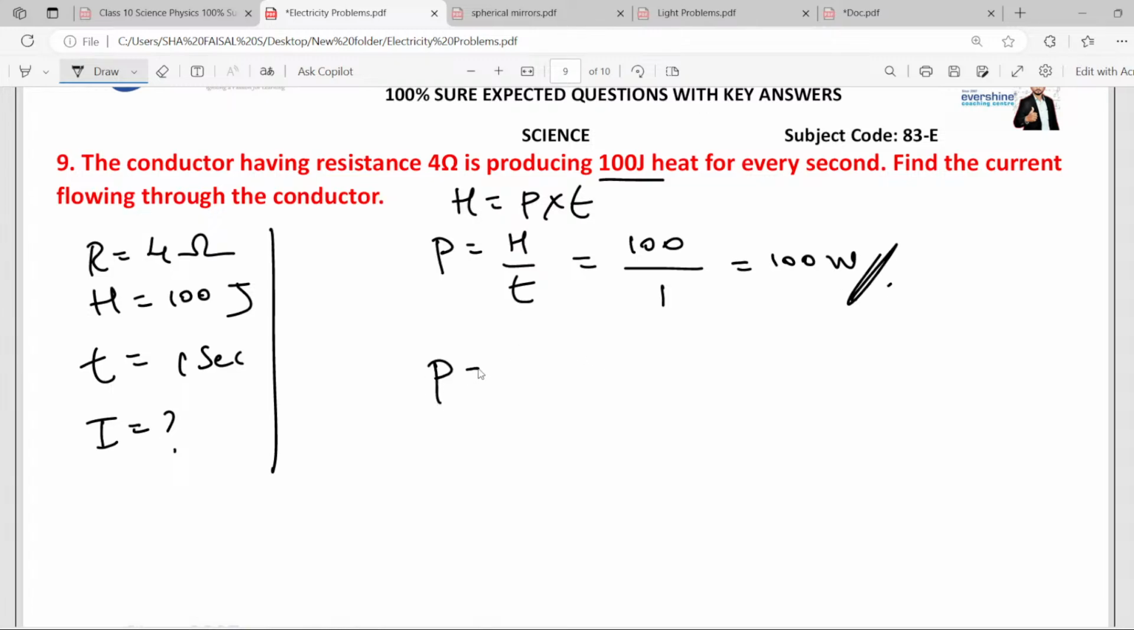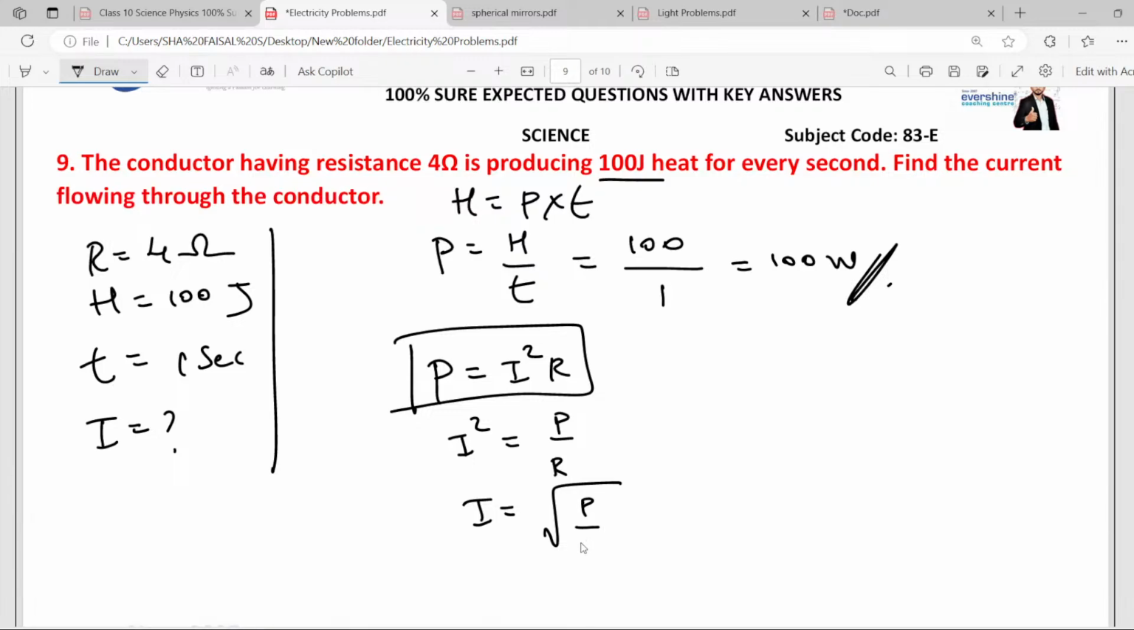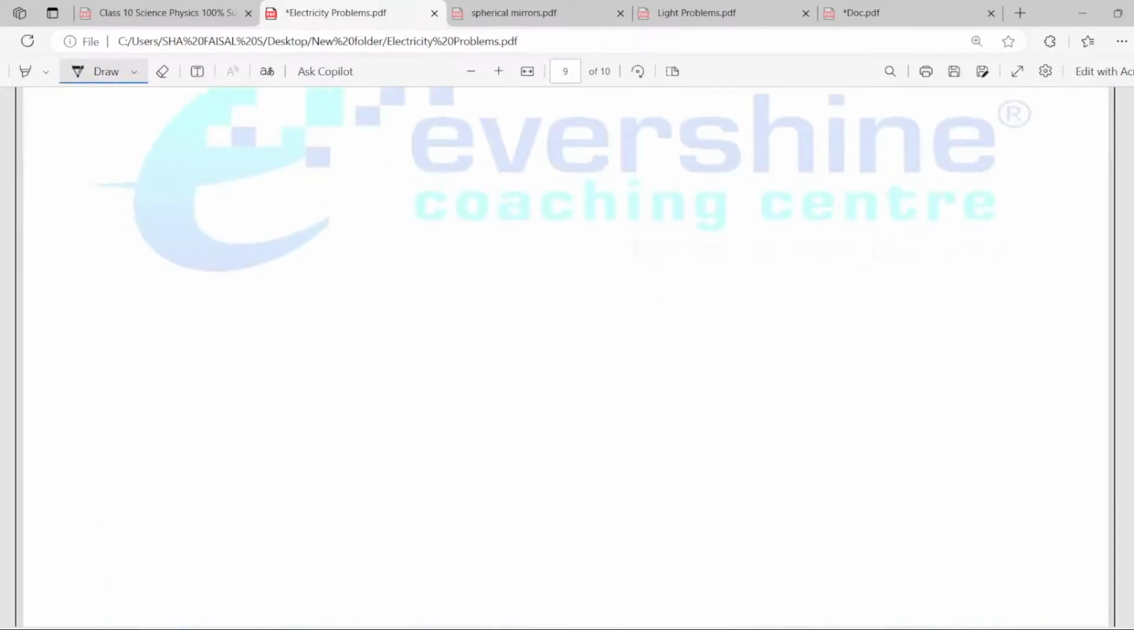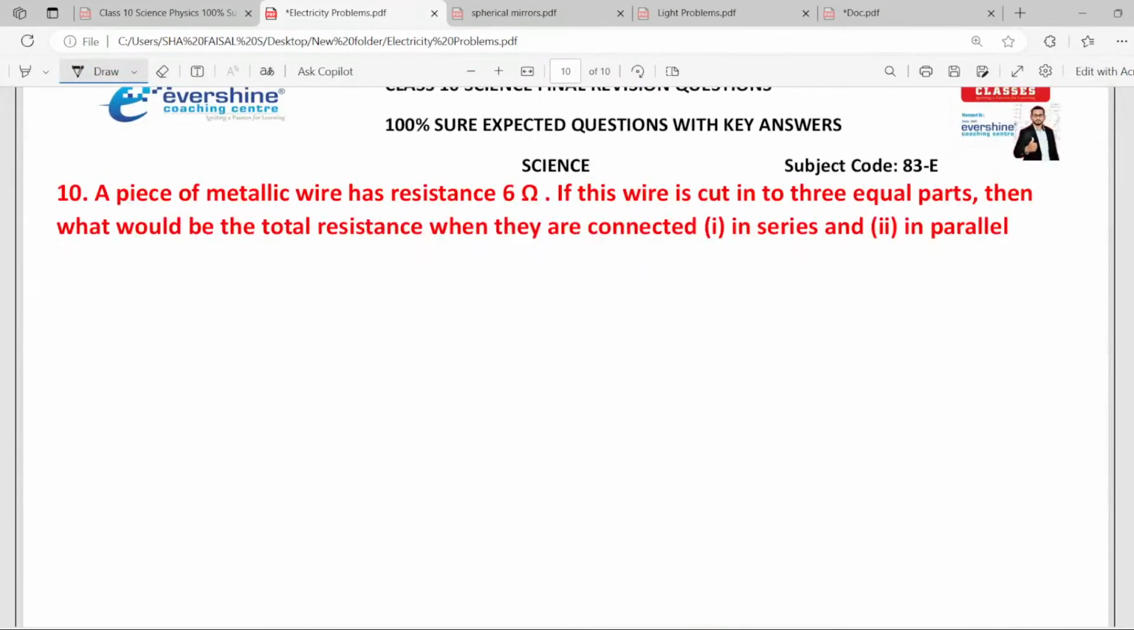Now we have the formula to find power. One more formula, remember? P is equals to I square into R. Yes, we are using this formula. By using this formula, I square is equals to P by R. I is equals to root of P by R. That's nothing but root of power is 100 watt. Resistance is 4 ohm. So 100 by 4 is root 25. Root 25 is nothing but 5 ampere. So the current is how much? 5 ampere. Understood?